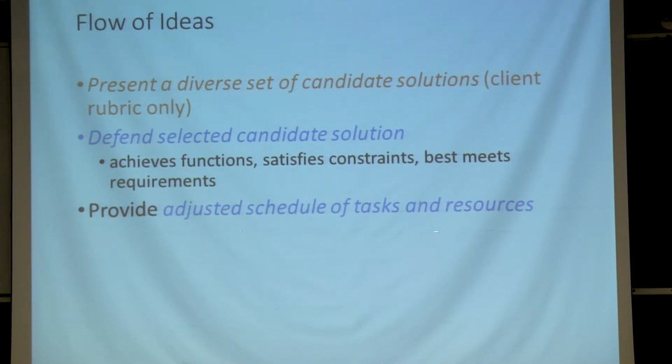If you look at the rubrics, that can give you an idea of what you need to include. So on the client rubric, one of the criteria is that you present a diverse set of candidate solutions. And then on the client and supervisor rubric, you need to defend your selected candidate solution. So again, does it achieve the functions? Does it satisfy the constraints? Does it best meet your requirements, more so than all the other designs you've considered?